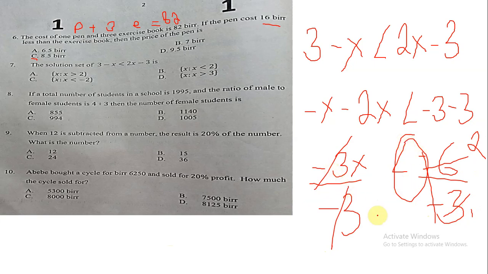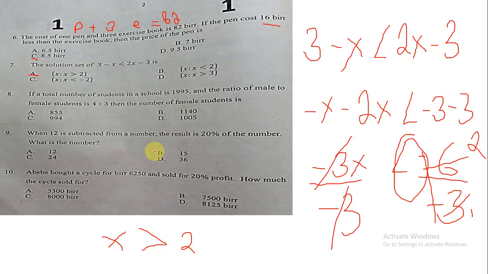So when you divide this equation by a negative number, you will change the sign from less than to greater than, or from greater than to less than. But here we have already less than, so that means it will be greater than. X greater than 2, which means A is the correct answer for this question.